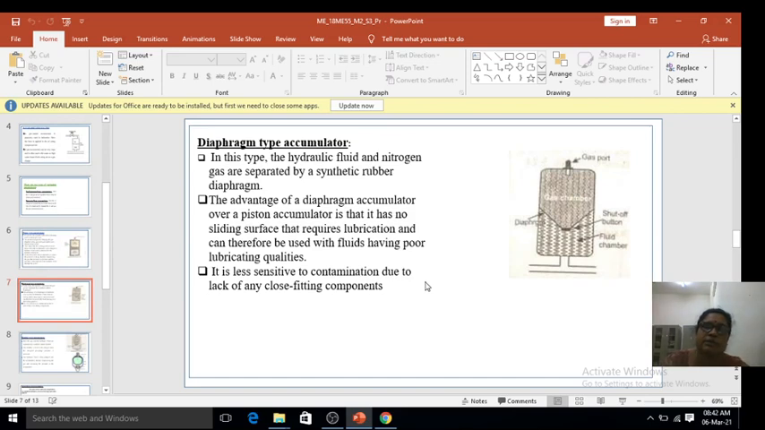Diaphragm type of accumulator. In this type, the hydraulic fluid and nitrogen gas are separated by a synthetic rubber called a diaphragm. The main advantage here, compared to the piston accumulator, is that it has no sliding surface that requires lubrication and can therefore be used with fluids having poor lubricating qualities. Also, it is less sensitive to contamination due to the lack of any closing component.